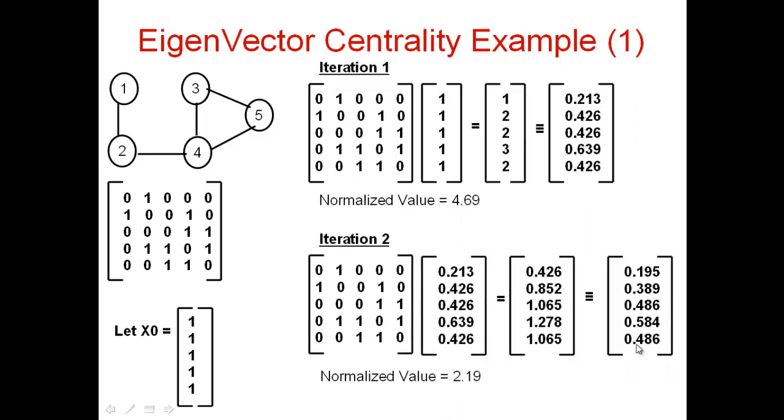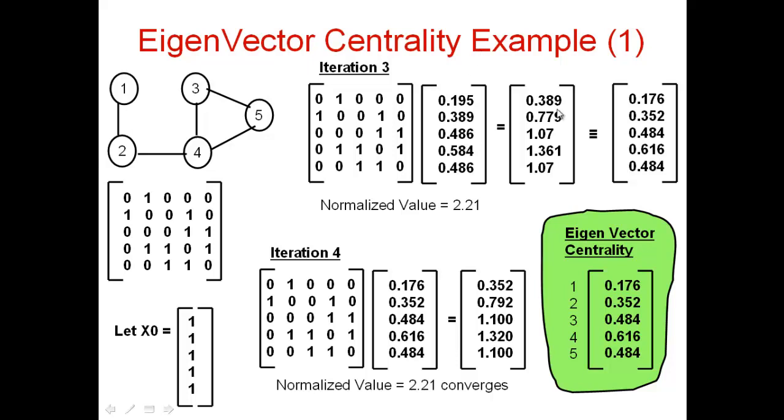So use this column vector and the adjacency matrix to multiply, and you get the product vector. So normalize this, you get 2.21. So divide each entry here by 2.21, you get entries like this. Then use this column vector to multiply, you get 0.352 and all these things, and the normalized value is 2.21. So we can divide each of these by 2.21 and you get these numbers. So this is the final eigenvector centrality of these vertices.